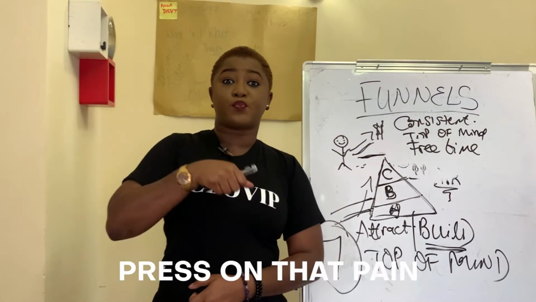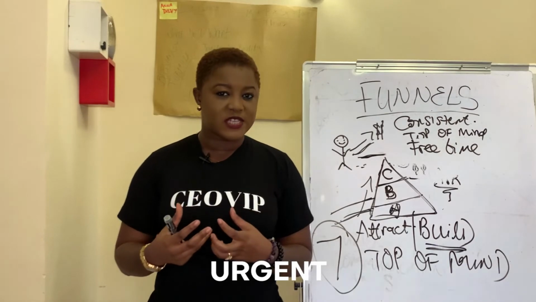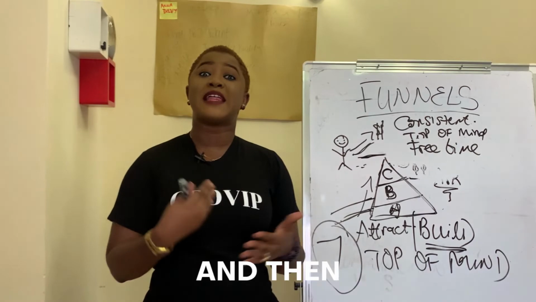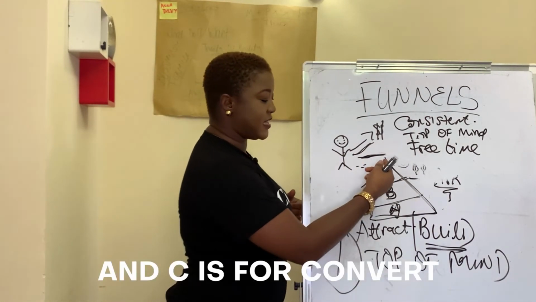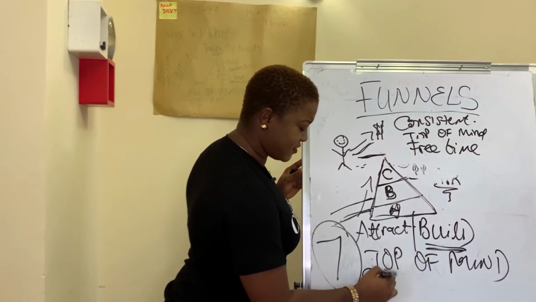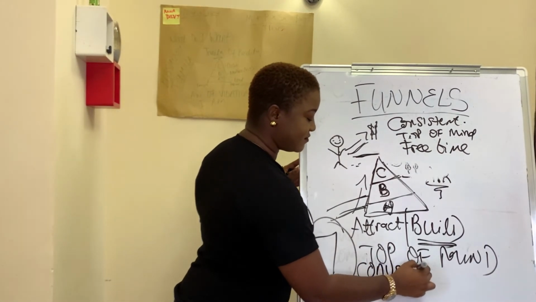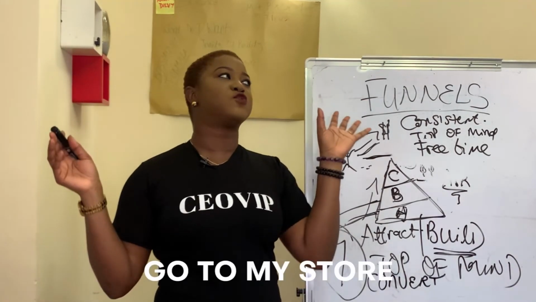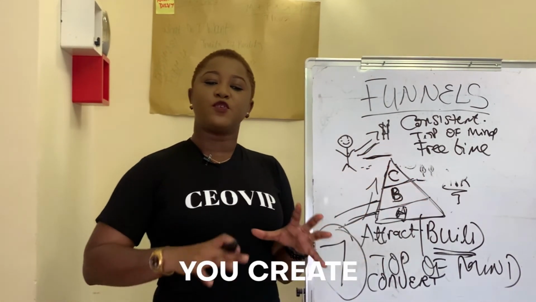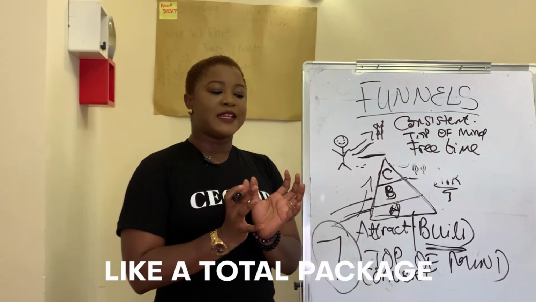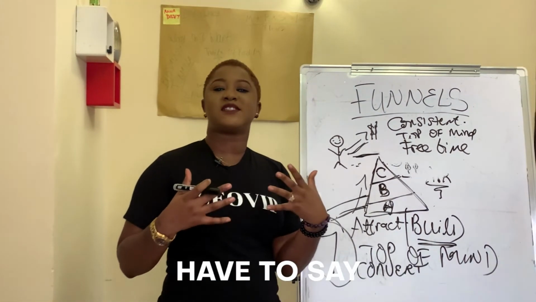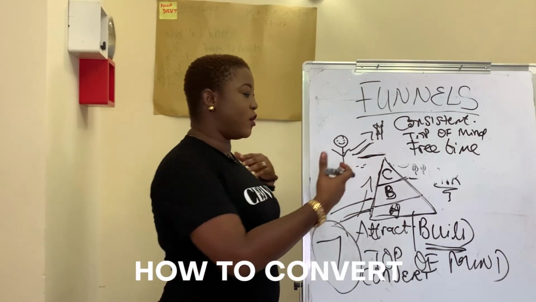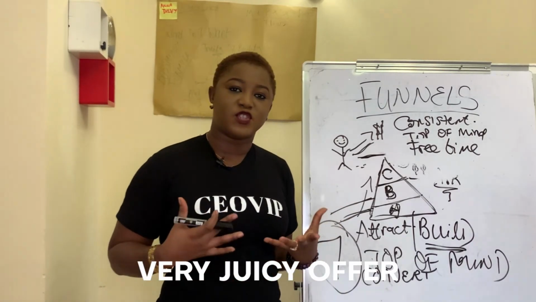So when you're able to press on that pain, then you make it urgent, and then you present yourself as the solution in a very juicy offer. And then they say yes to you over here. And C is for convert. Did I mention that? Convert. You convert them by presenting a juicy offer. Not just saying, oh, go to my store and buy something, you create an offer, a bundle, like a total package where they just have to say yes to it. And so in the next part, we're going to talk about how to convert using a very, very juicy offer.